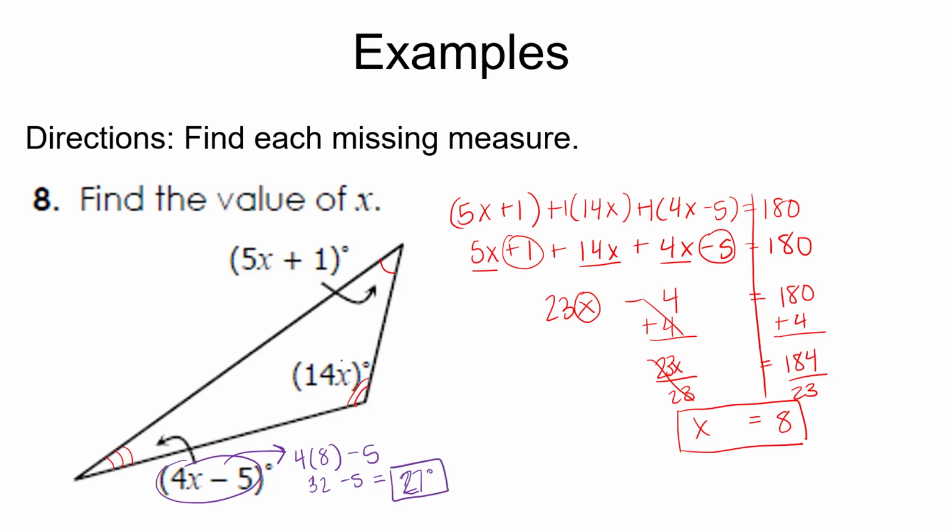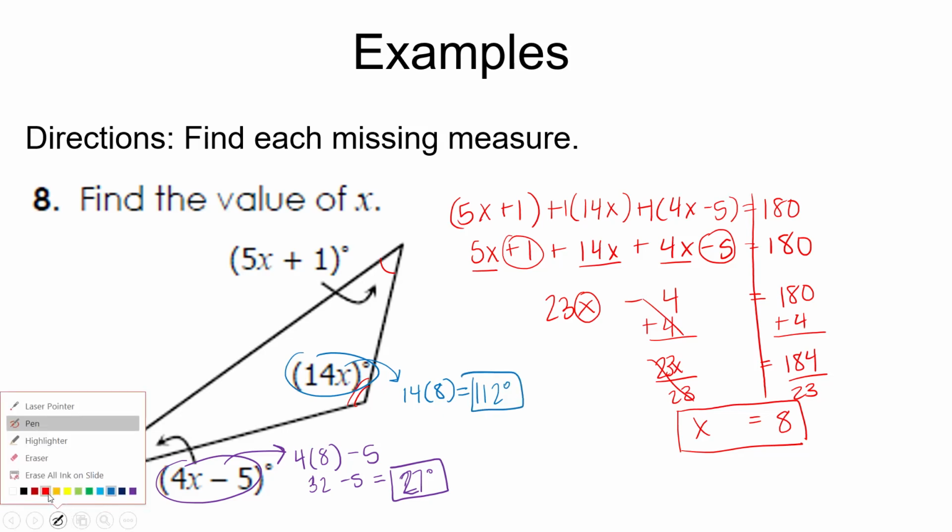All right, let's try this one. This next one, I've got 14x. So I'm just going to take 14 and replace the x with an 8. 14 times 8. And 14 times 8 is equal to 112. So that angle measure is 112 degrees.